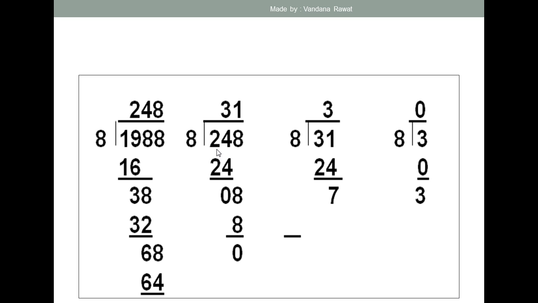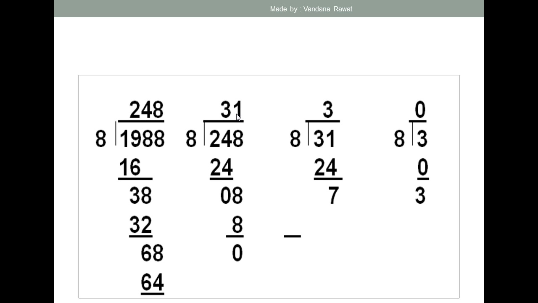Then after that you will divide this 248 by 8. That means 8 3s are 24. Then you are getting 8. That means 8 1s are 8. That means it is completely dividing. That means in the next part you are getting 0. Then you will write 0. Okay, that means the next LSB digit will be 0.